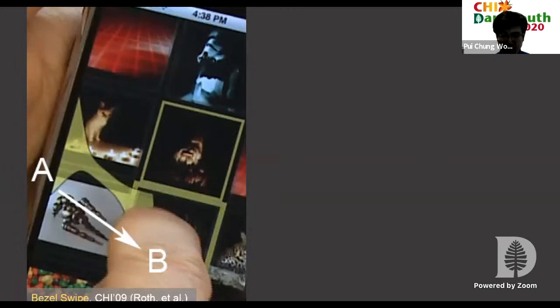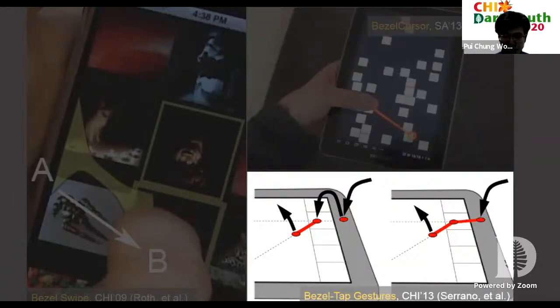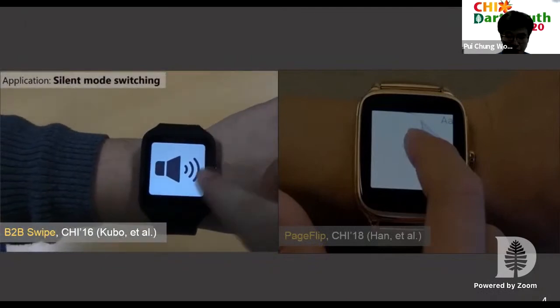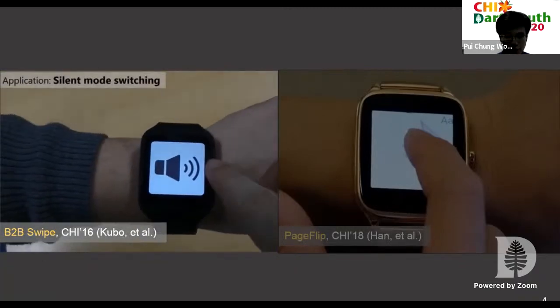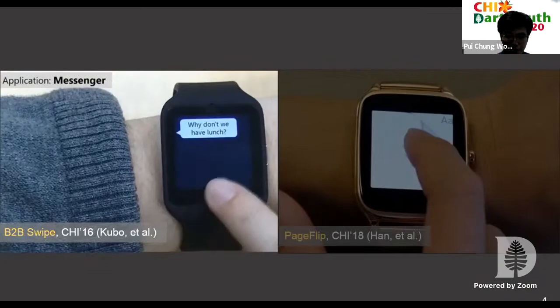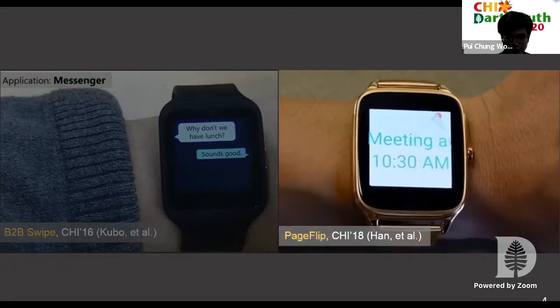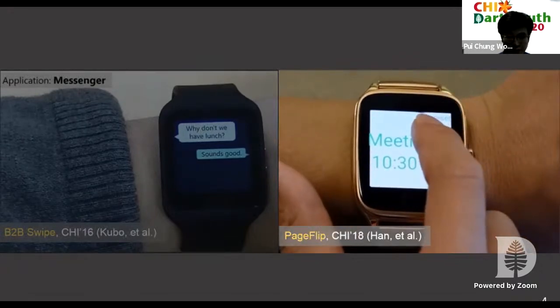Previous work on interaction on the bezel focused on multiple selection, one-handed target aggregation, and quick command activation on smartphones and tablets. And there are some related works on smartwatches, like B2B swipe, adapting bezel-to-bezel swiping gesture to enrich smartwatch input, and page flip, which operates with a page flipping gesture for text editing. This work mainly focuses on square mobile devices.